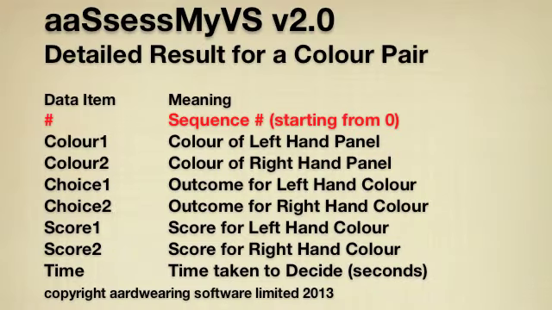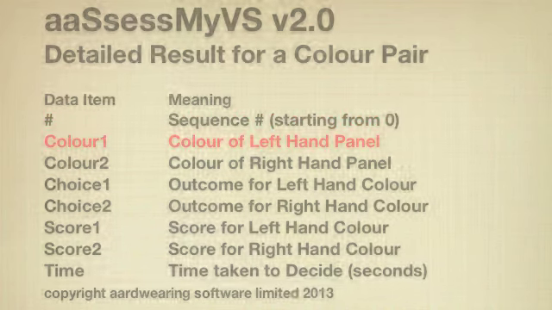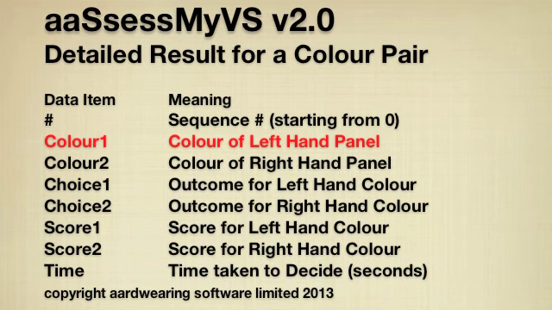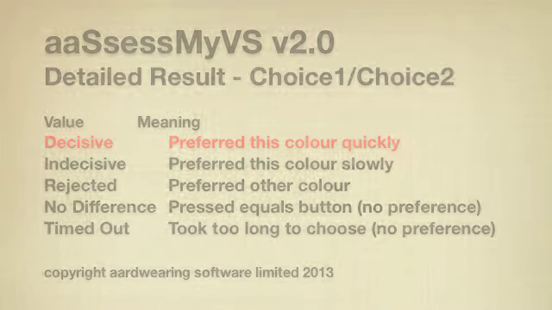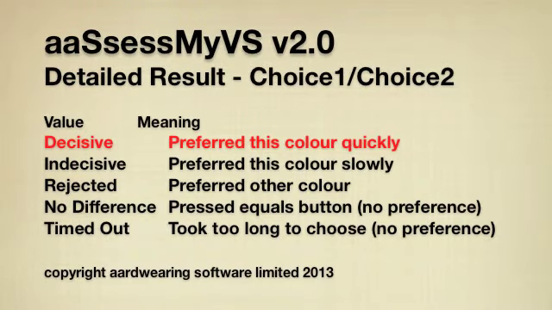The fields are the sequence number of the test pairing in the stage, starting from 0 rather than 1; colour 1, the name of the colour that appeared in the left-hand text panel; colour 2, the name of the colour that appeared in the right-hand text panel; choice 1, how the left-hand colour was regarded by the test subject. Decisive means the test subject preferred colour 1 to colour 2 very quickly. Indecisive means that colour 1 was preferred to colour 2, but the test participant took longer to decide. Rejected means that colour 2 was preferred over colour 1.